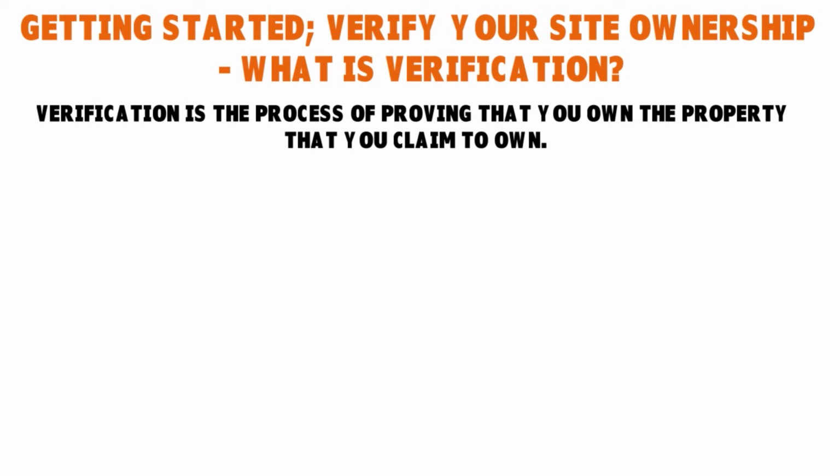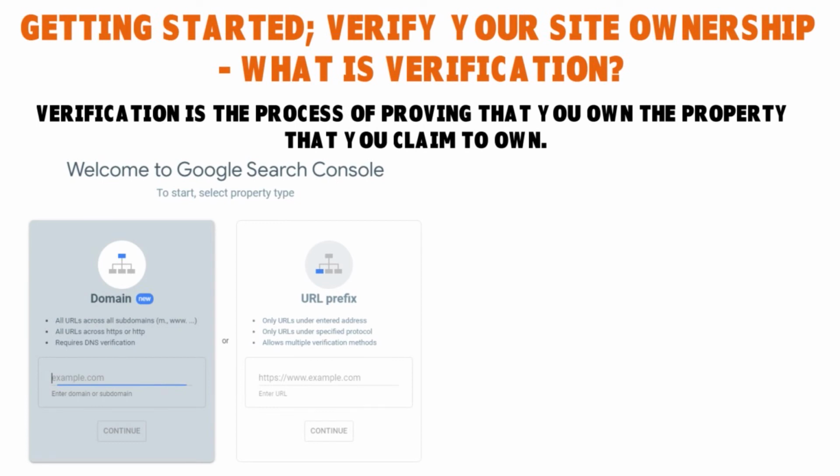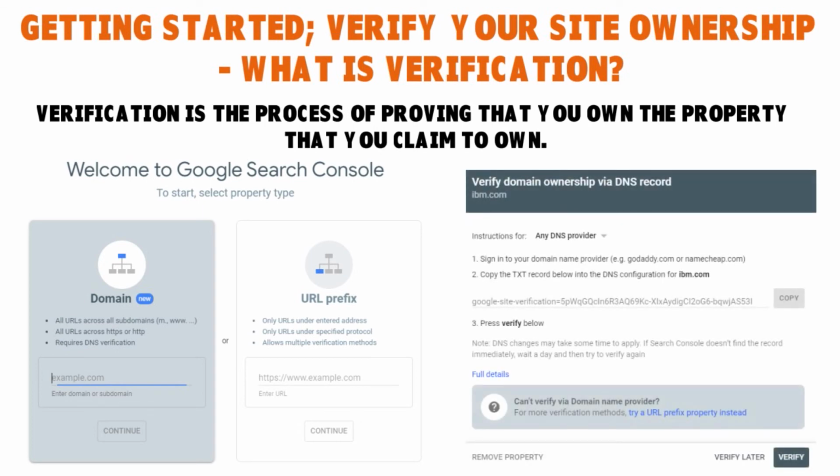So you can see here on the screen we have the Google Search Console and how the whole thing looks like. So you have the domain, the URL prefix, and you can type the domain name, and you can verify the property therefore. On the second picture here, you can see that we've picked the IBM domain. So you can verify the domain ownership via DNS records, and you type this is for IBM, and once you sign into your domain name, you will copy the text record below into the DNS configurations for IBM. So once you do that, you click verify, and this will launch the whole process.